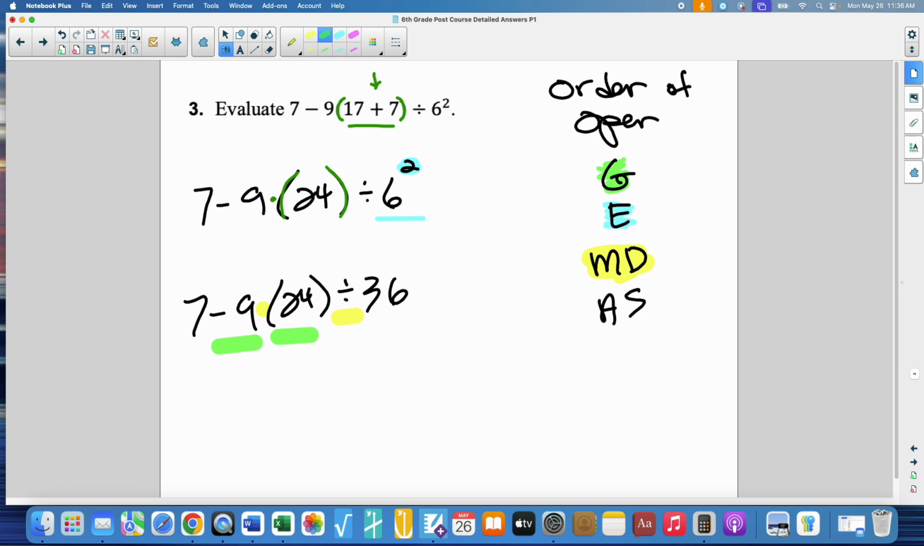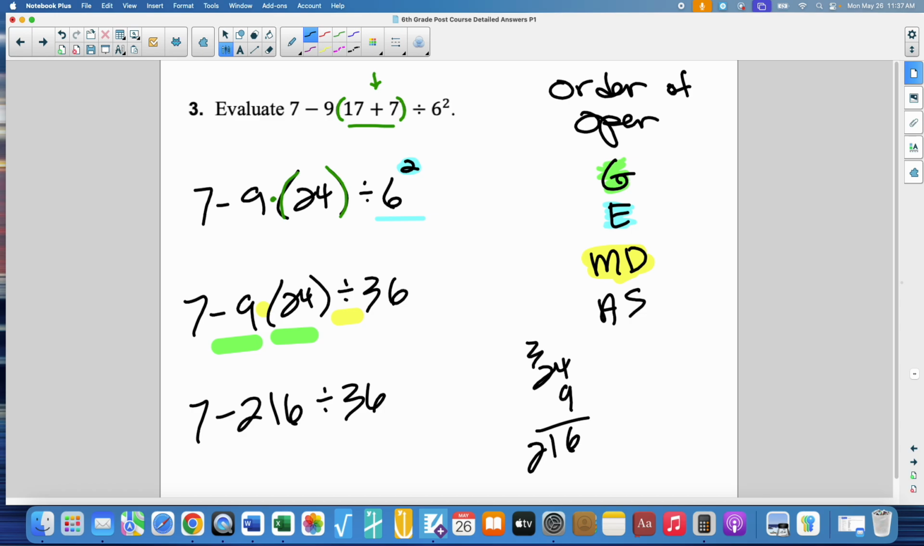So in this situation, if we read this problem, that definitely says 7 minus 9 times 24 divided by 36. But when we break down the operation, we have negative 9 times 24. So this ends up being 7 minus, what's negative 9 times 24? Well, let's not do negative. Let's do 24 times 9, which is 216, and we have a negative times positive, so that's negative 216 divided by 36. Okay? So that's very important for us to be able to understand what we're multiplying.